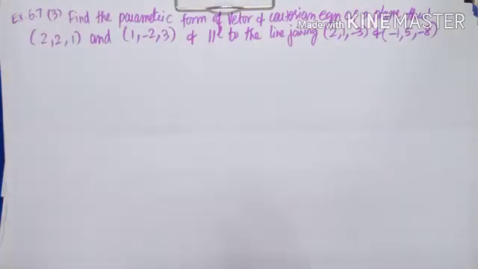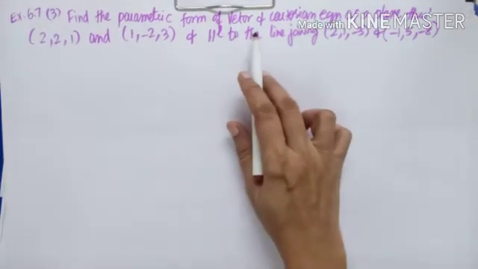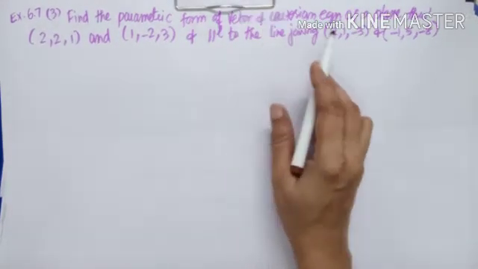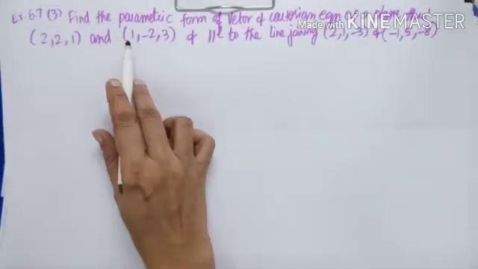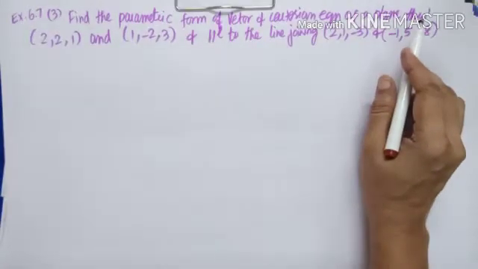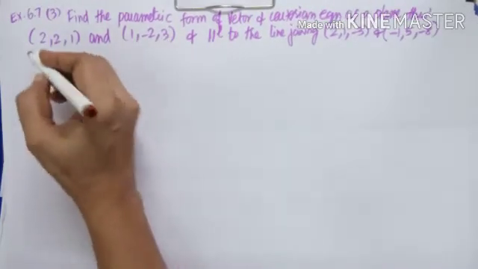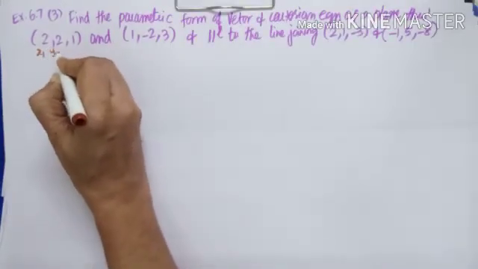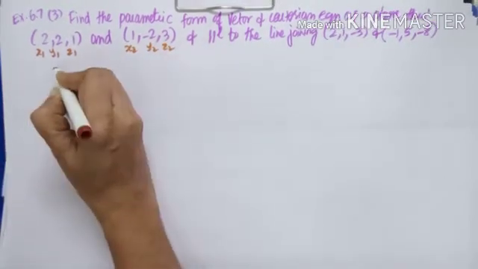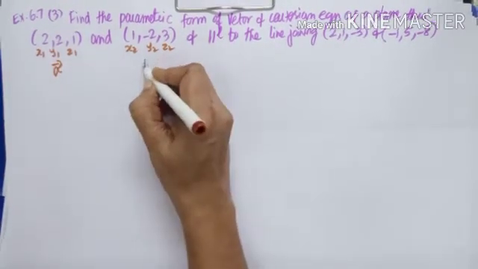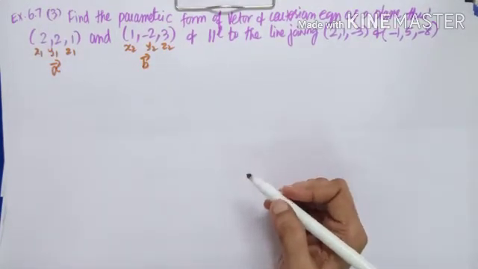Question number 3. Find the parametric form of vector equation and Cartesian equation of a plane. Through, how many points are given? 2. Plane through the 2 points. Immediately call them x1, y1, z1, x2, y2, z2. This is A vector and this is B vector.